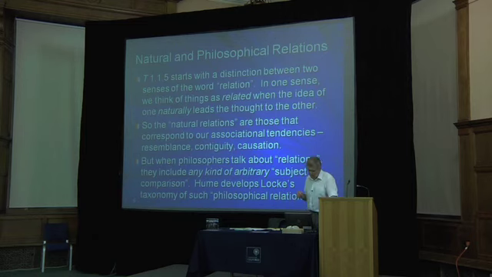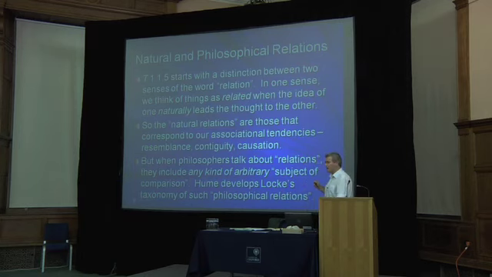So, in one sense, we think of things as related when the idea of one of them naturally takes our thought to the other. And if they're related in that way, then that's called a natural relation. And as we've seen from his discussion of the association of ideas, Hume thinks that there are basically three types of natural relation: resemblance, contiguity, and causation.